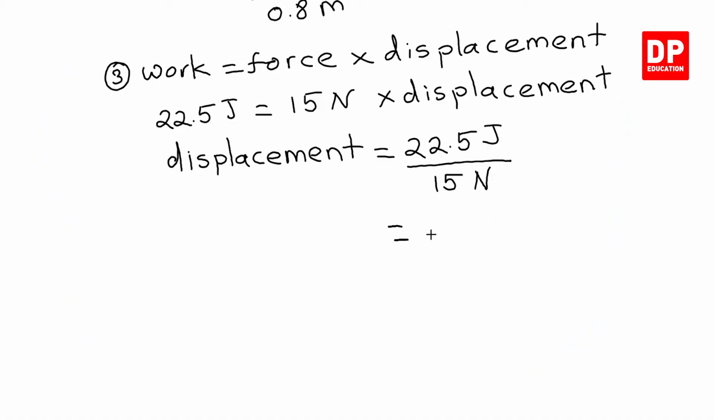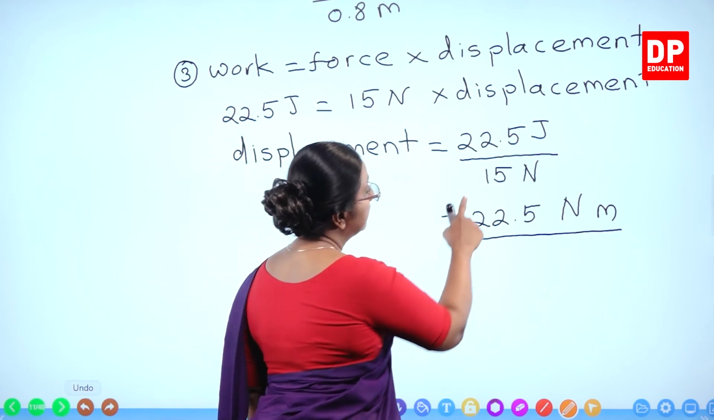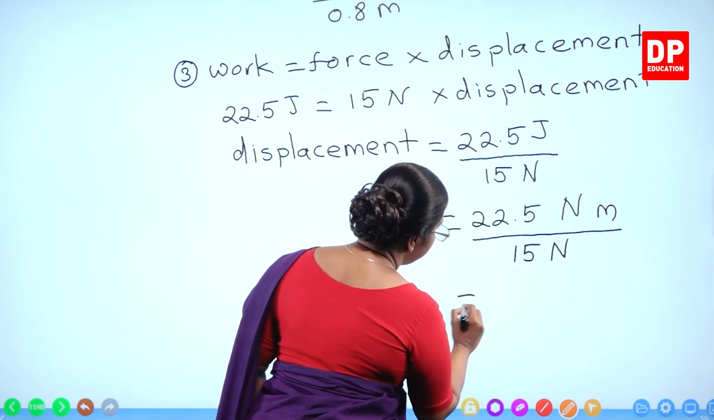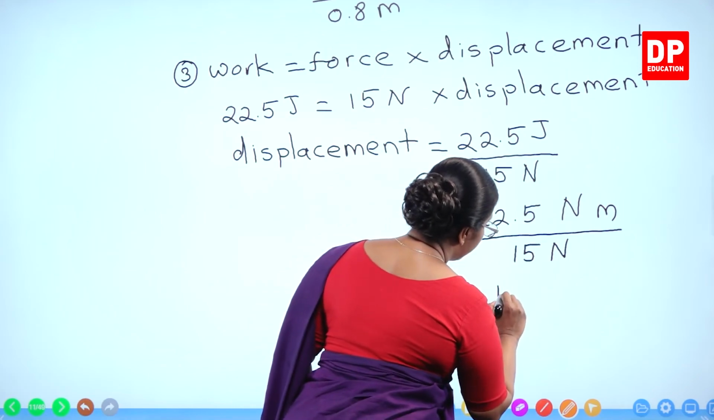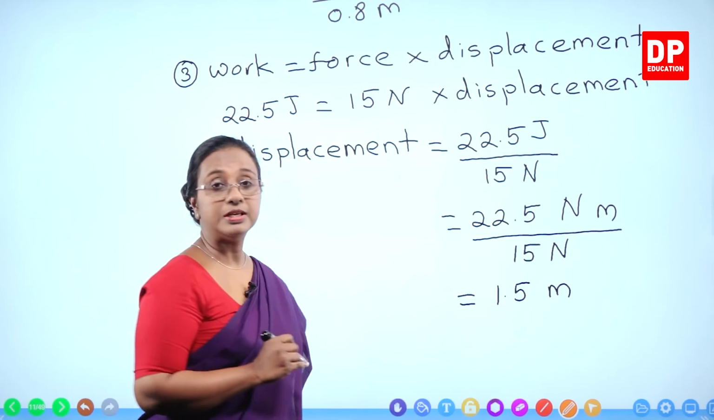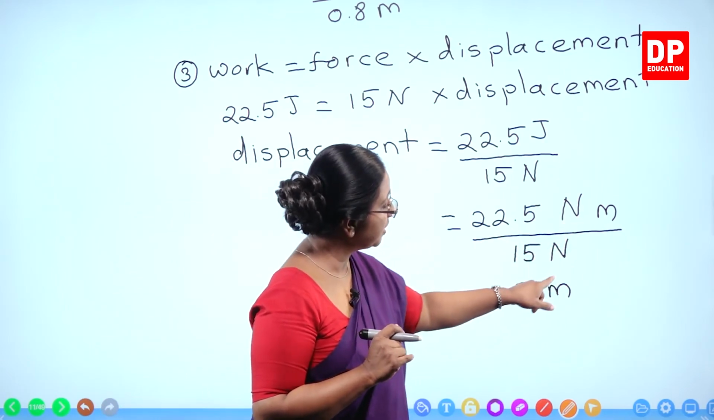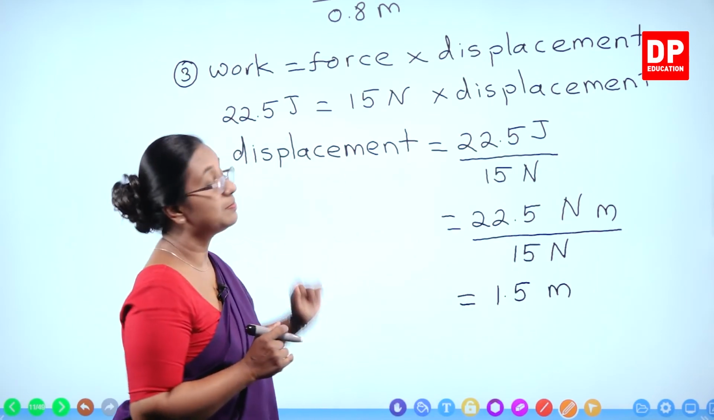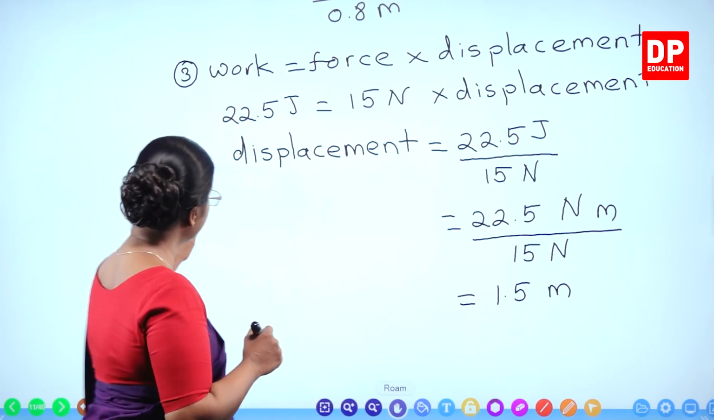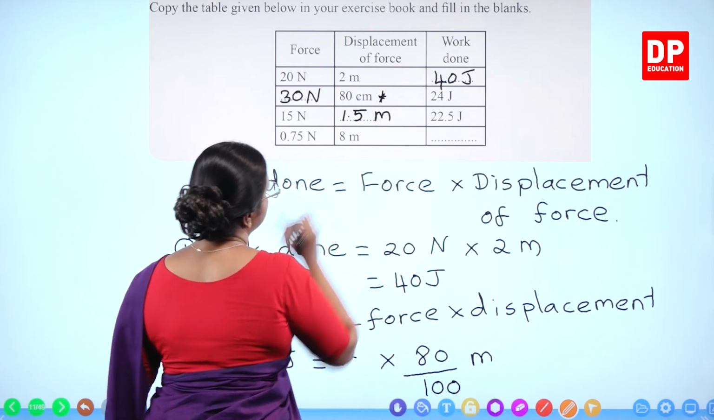Now 22.5 joules is equal to 22.5 Newton meter, because you all know joules is equal to Newton meter. Then we have 15 Newton there. When you divide 22.5 Newton meters by 15 Newton, what is the value? You will be getting 1.5 meters. You can do the calculation. Is that clear? Here also from the units you can easily see Newton meters divided by Newton, you will get the unit as meters. So we are calculating displacement. Is that clear, students? So for the third one, displacement is going to be 1.5 meters.